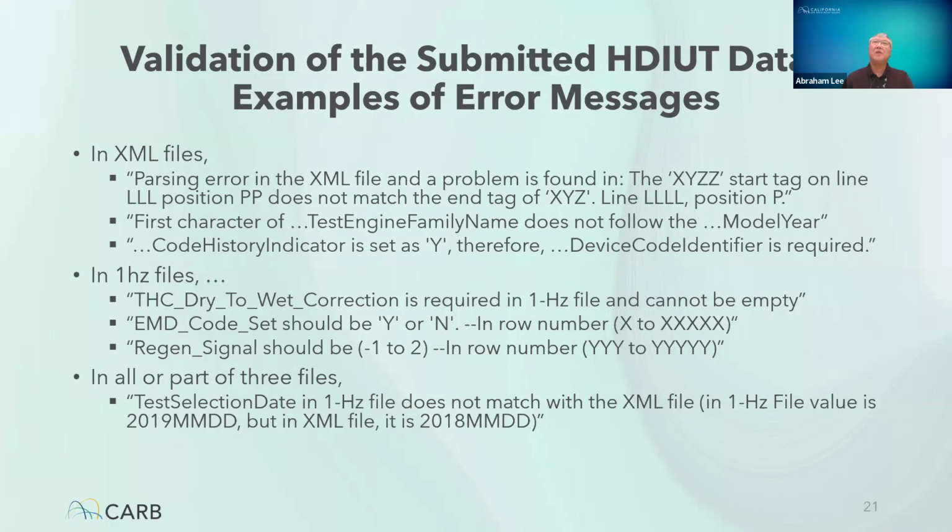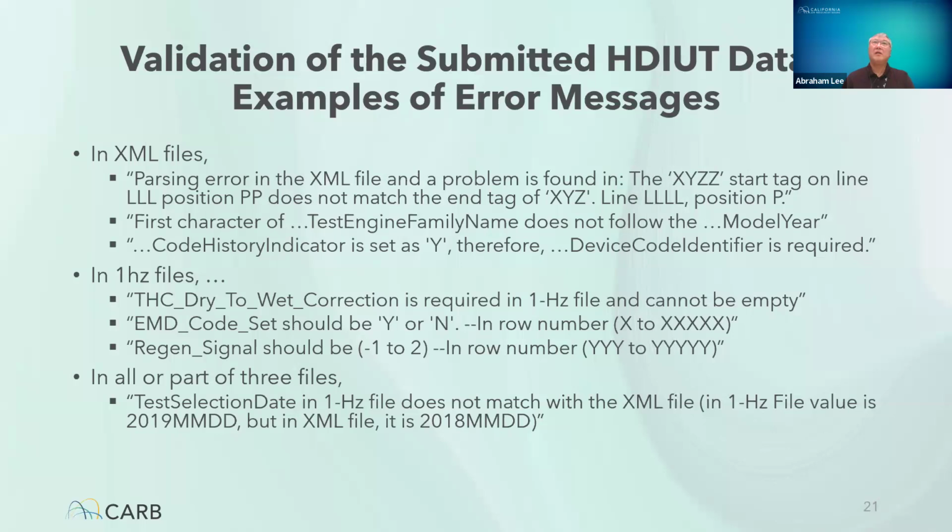So when you type something wrong with the engine family model year versus test engine family name, it will give you an error message like that. Another one is when the EMD code history indicator is set as Y, therefore the device code identifier is required. So if EMD code history is set to yes, that means in the XML file there should be some EMD code there, but if those data are missing, you would get this kind of error message.